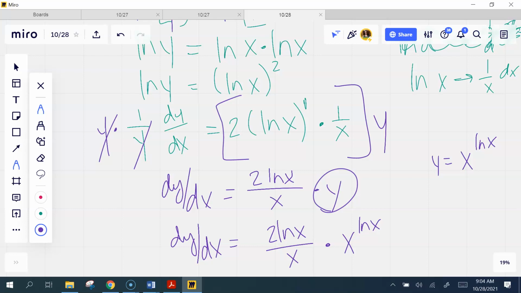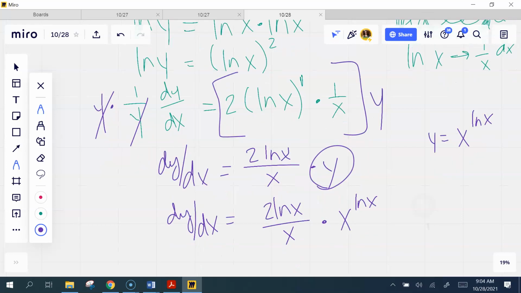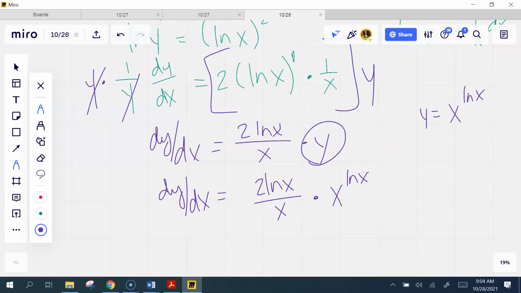This, by the way, was number 53 from your homework. Okay, so then let's do another one. We found dy dx. The goal was to find dy dx, and I found it. I just had to use logarithmic differentiation and implicit differentiation to find it. I'm not going to simplify that equation. You said this was 57?